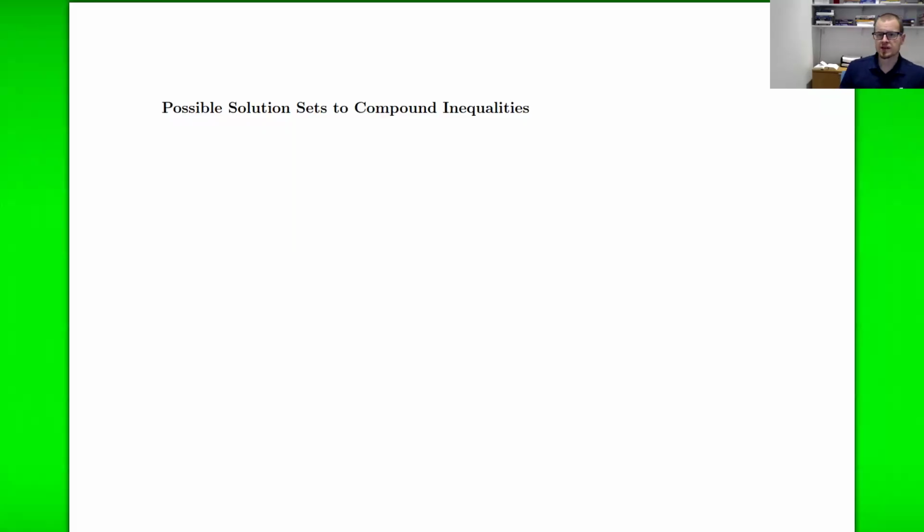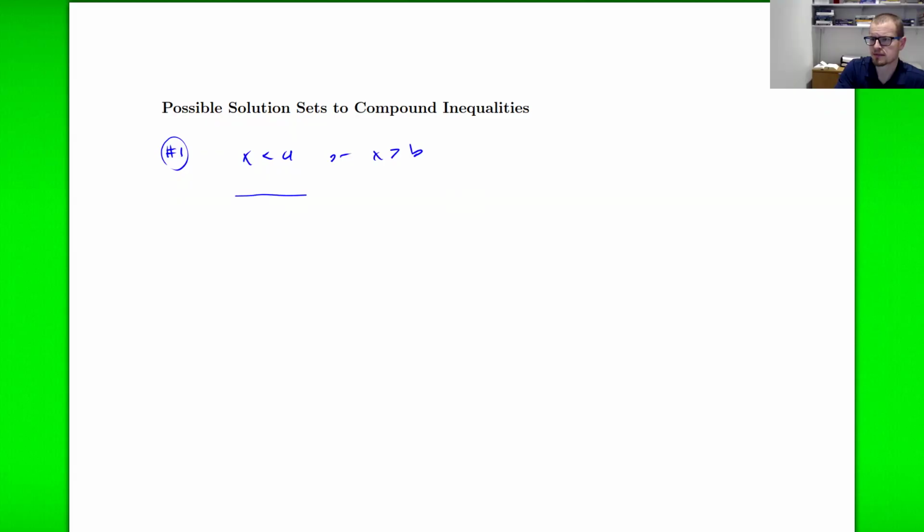Welcome. We want to take a brief look at possible solution sets to compound inequalities. Our compound inequalities essentially are going to occur, right? Once we work on solving them, we're going to end up with a couple different possibilities. So let's see here. Possibility one. Let's say we end up with x is less than a, or x is greater than b.